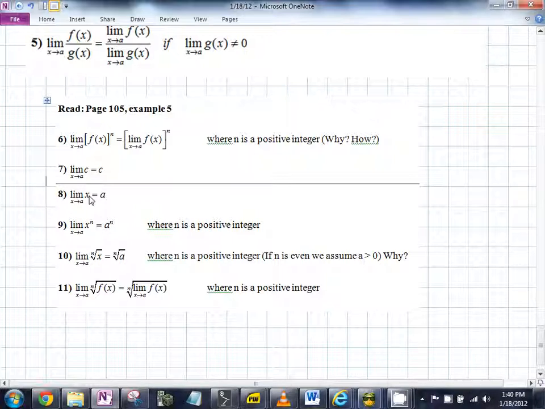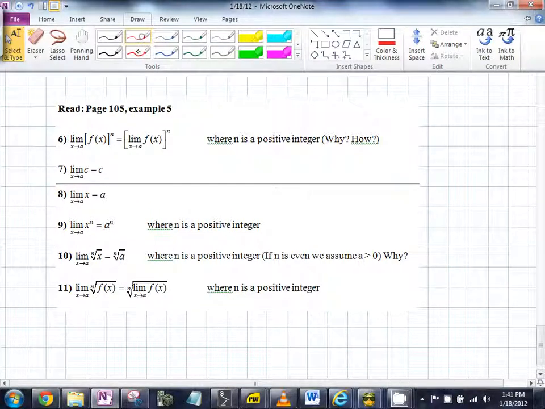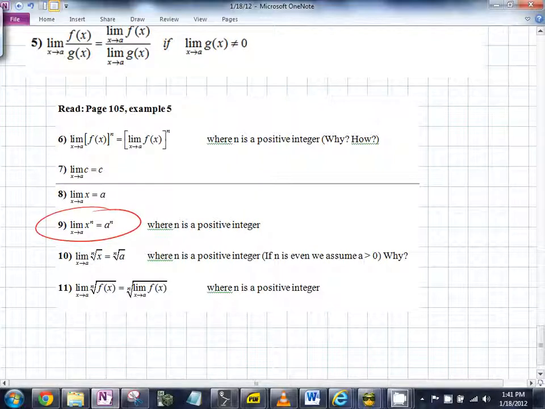Yes. So what is x to the n, the limit as x goes to a? It's a to the n. And number 11, we'll skip over 10 for a second, is identical to 6 because when you're doing the nth root of something, that's equal to what, to what power? 1 over n.